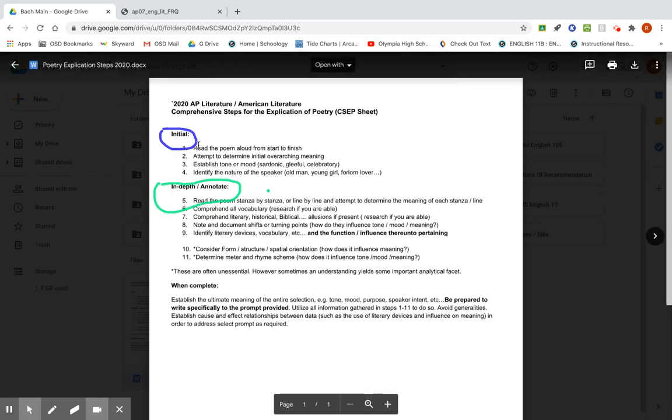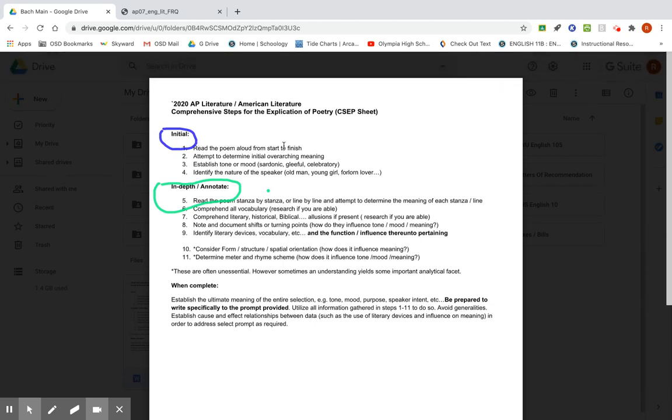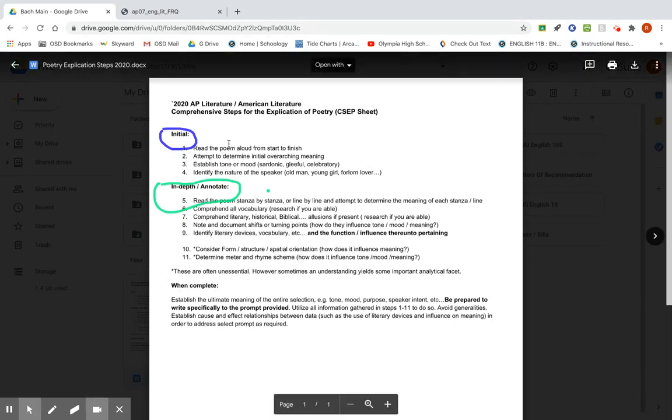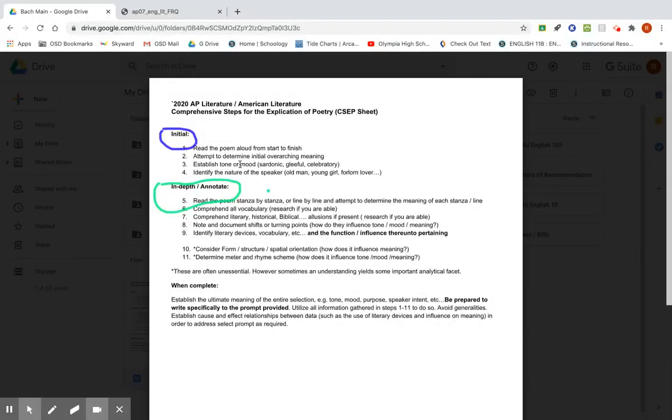So first and foremost, we want to read the poem aloud from start to finish. We want to immediately attempt to determine the initial overarching meaning. We want to establish the tone or the mood of the poem. We want to identify the nature of the speaker. So these are all things that we're going to try to do relatively quickly after a first reading.